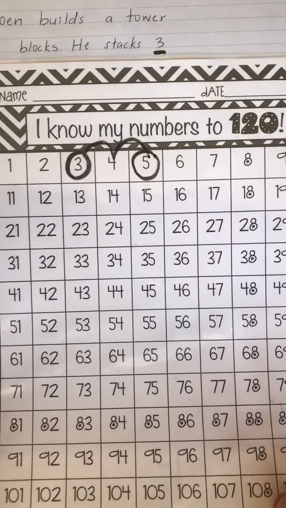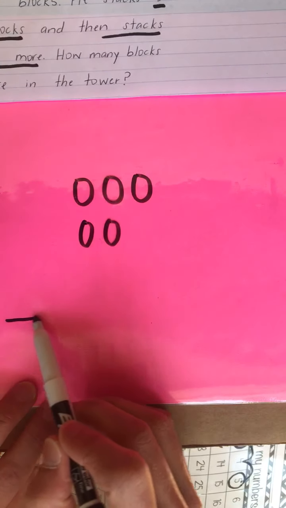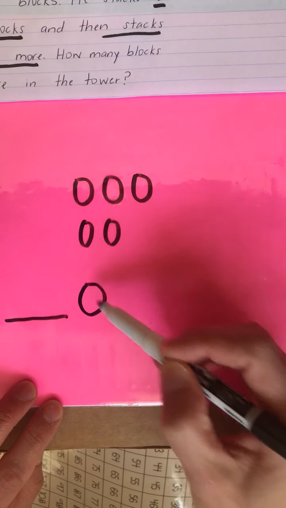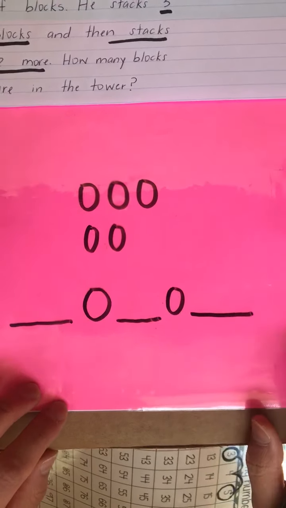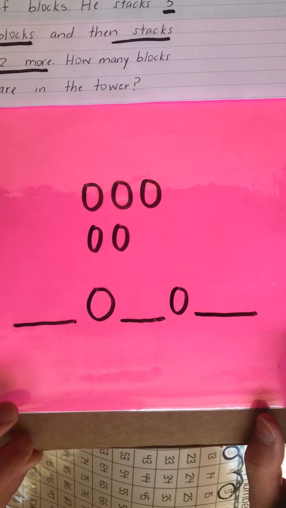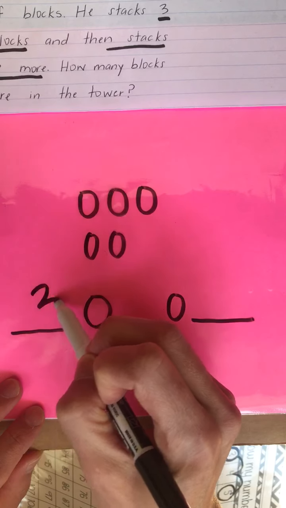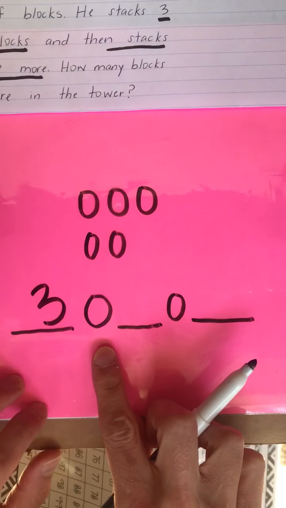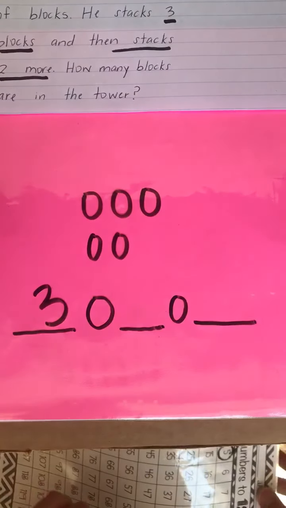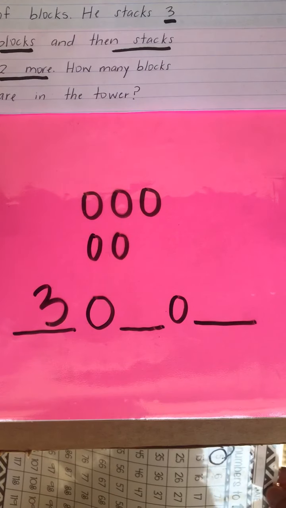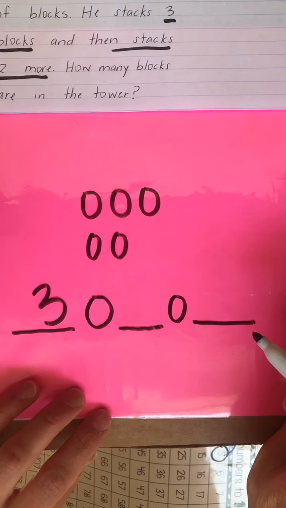Okay, friends, great job. So what equation can we write to match all of our representations? Well, let's think about it. How many blocks did Cullen stack first? That's right, he stacked 3. Very good. So 3 is our first number. Then, what did we do? Did we add more blocks? Or did we take some blocks away? Very good. We added 2 more blocks.